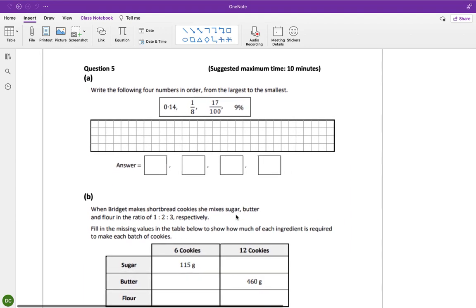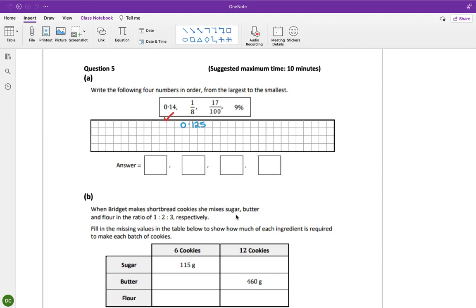Right, question 5. So write out the following numbers in order from largest to smallest. So when they're all in different forms like that, it's just impossible to tell which one. Well, I find it impossible to tell which one's the smallest and which one's the biggest. So I'm just going to put them all into decimals. So that's already a decimal. For 1/8, I'm going to type it into my calculator using the fraction button, and then I'm going to change it so I get 0.125.